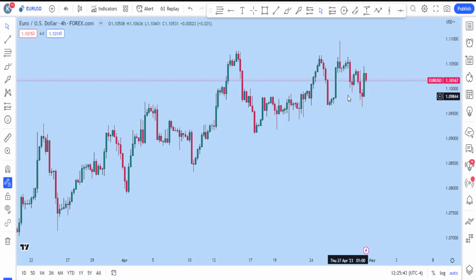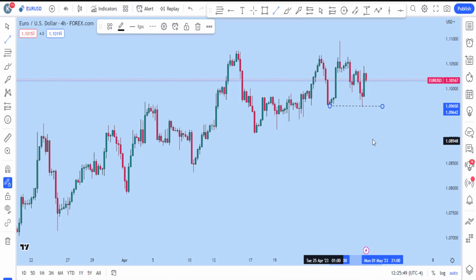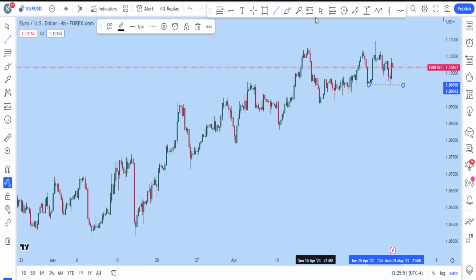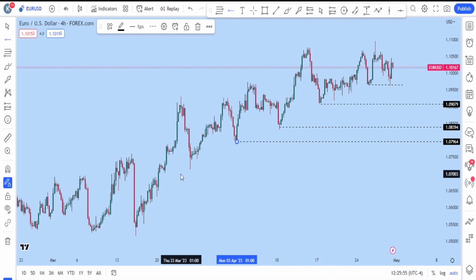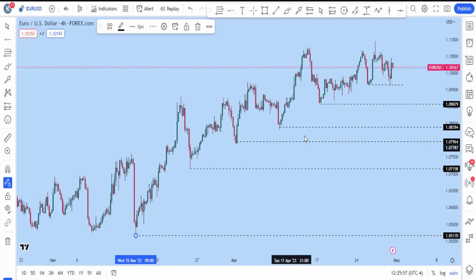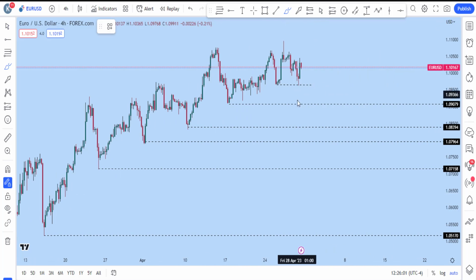I usually use the 4-hour time frame. Once I'm able to take out this level, I know that I'm going to be bearish for the week. Okay, I'm going to be bearish, and then I'm going to target all the liquidity below these areas. Liquidity below here, below here, below here, below here, and below here. So these are the areas where liquidity is residing, but I want to start from here.